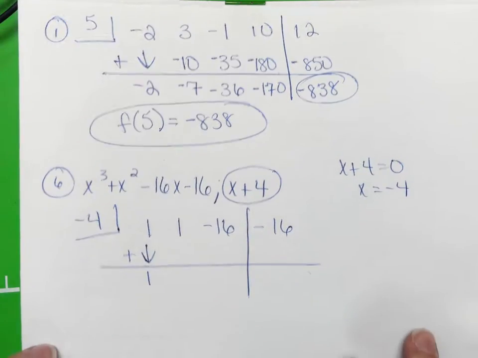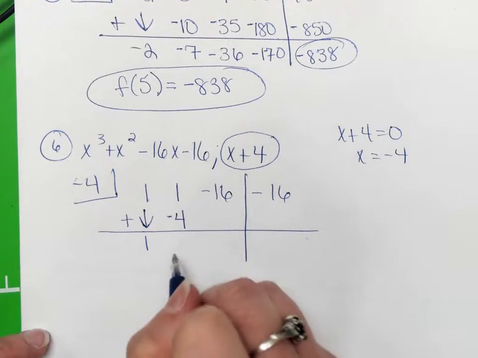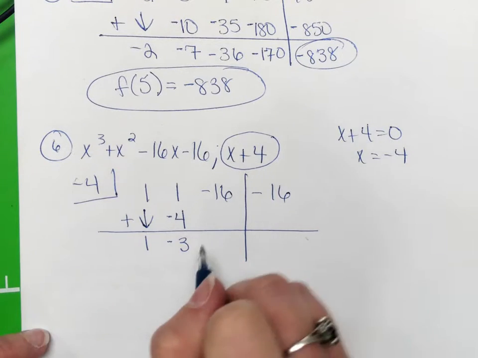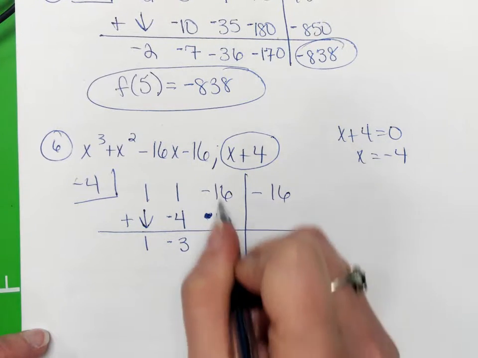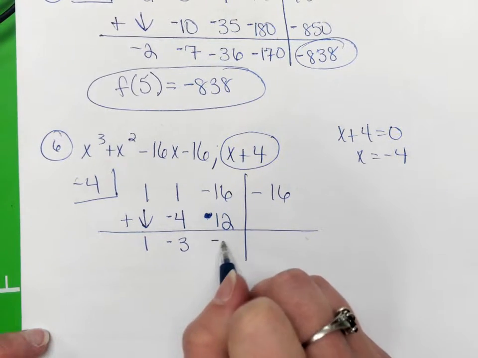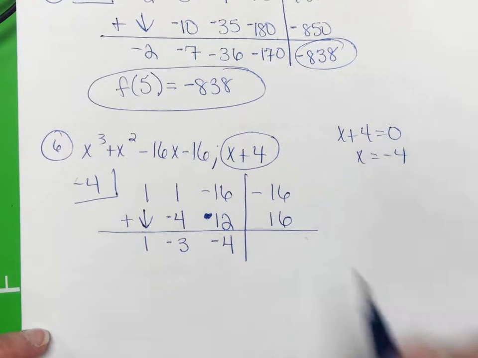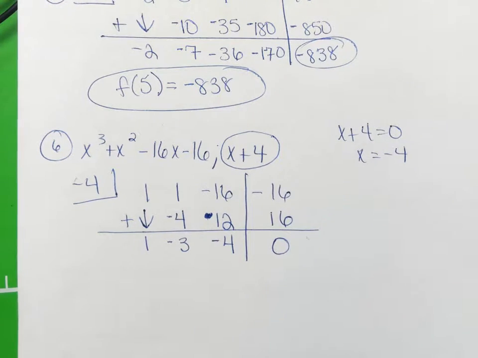All right, bring the 1 down. What's 1 times negative 4? Negative 4. What's 1 plus negative 4? Negative 3. What's negative 3 times negative 4? Oh, yep, positive 12. I was putting a negative. What's negative 16 plus 12? Negative 4. Multiply negative 4 and negative 4, and you get positive 16. Add them, and you get 0.